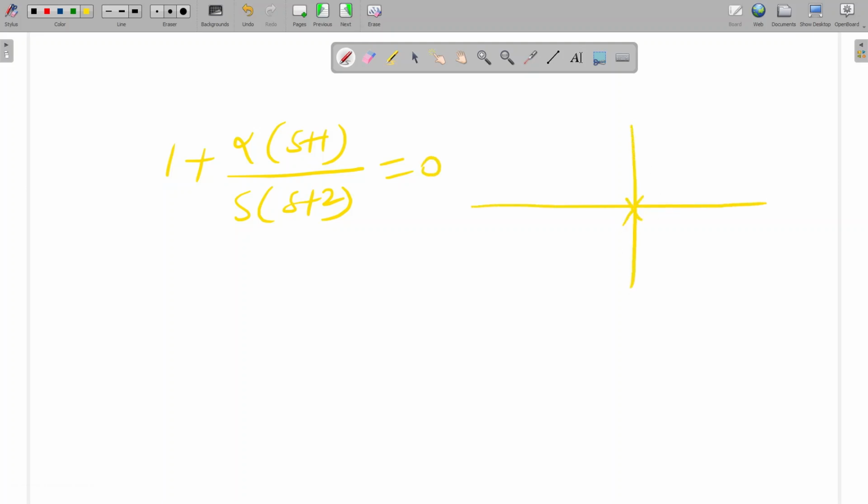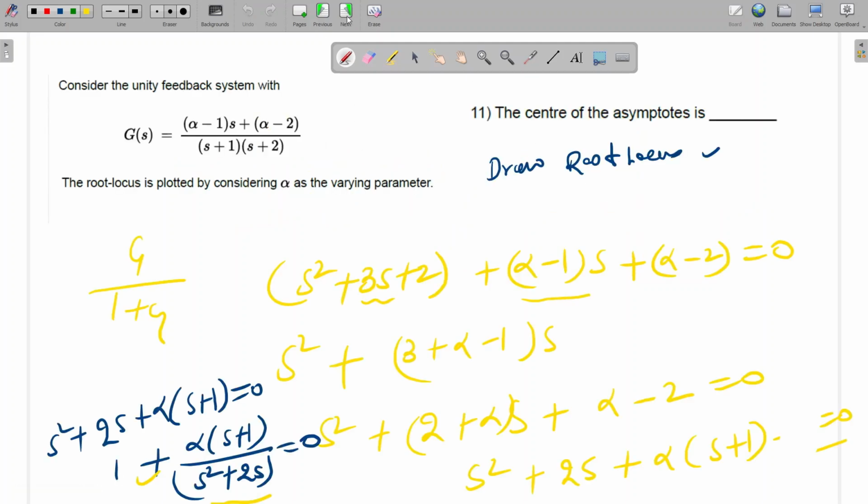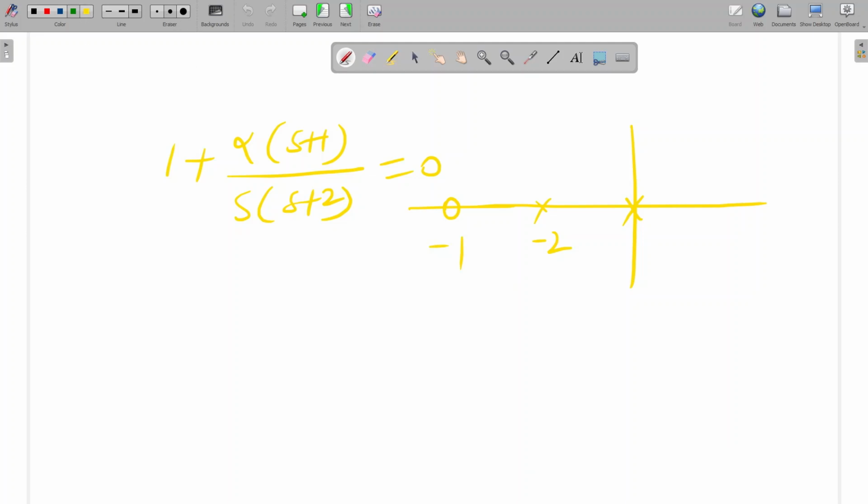At minus 2 there is a pole, and there is a zero at s equal to minus 1. Is it correct? So what we have to find is the center of asymptotes. The center of asymptotes will be a real pole, so minus 2 minus minus 1 divided by 2 minus 1. How much will it be? It will be minus 1. So the center of asymptotes, the centroid, will be minus 1.